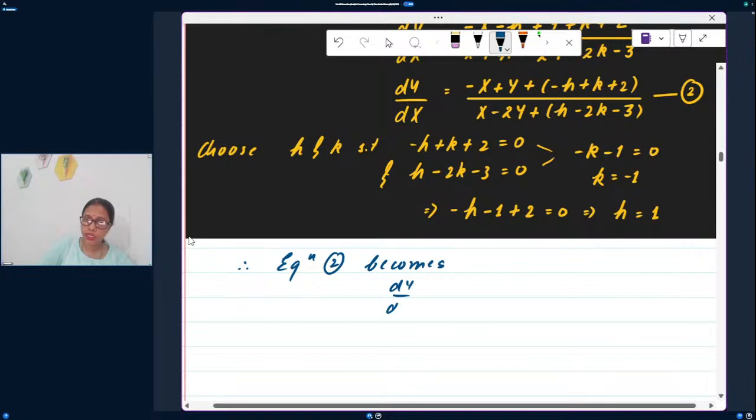dy by dx is equals to minus x plus y over 0. You don't have to substitute. You know that the way you have chosen the values are making this and this 0. Okay, so given that your calculations are correct, it is 0. You don't have to substitute. This becomes x minus 2y.